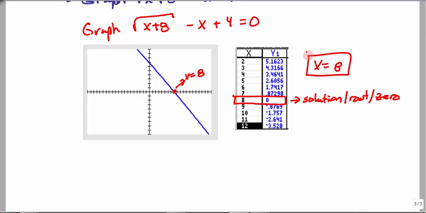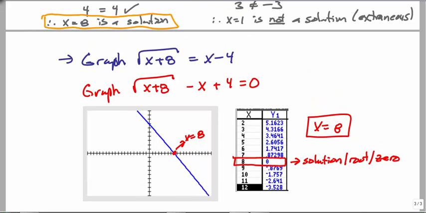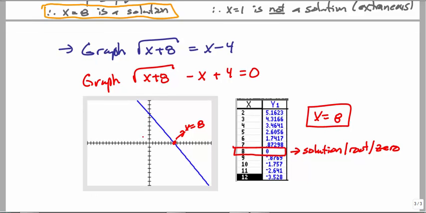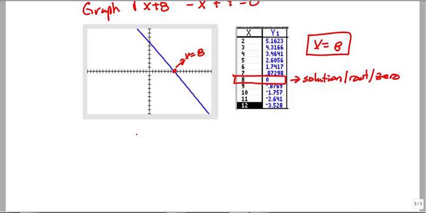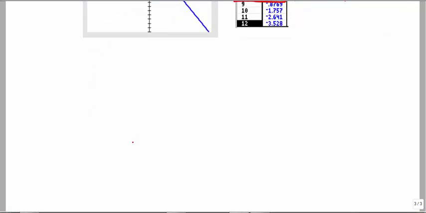And this also shows that my other solution, x equal 1, definitely is not a solution here. It's extraneous, because if you plug in a 1, I'm clear up here on the y-axis in the positive direction. So graphing first is helpful. I should have graphed this one first, but we can always graph it in the end as well to check our answers.